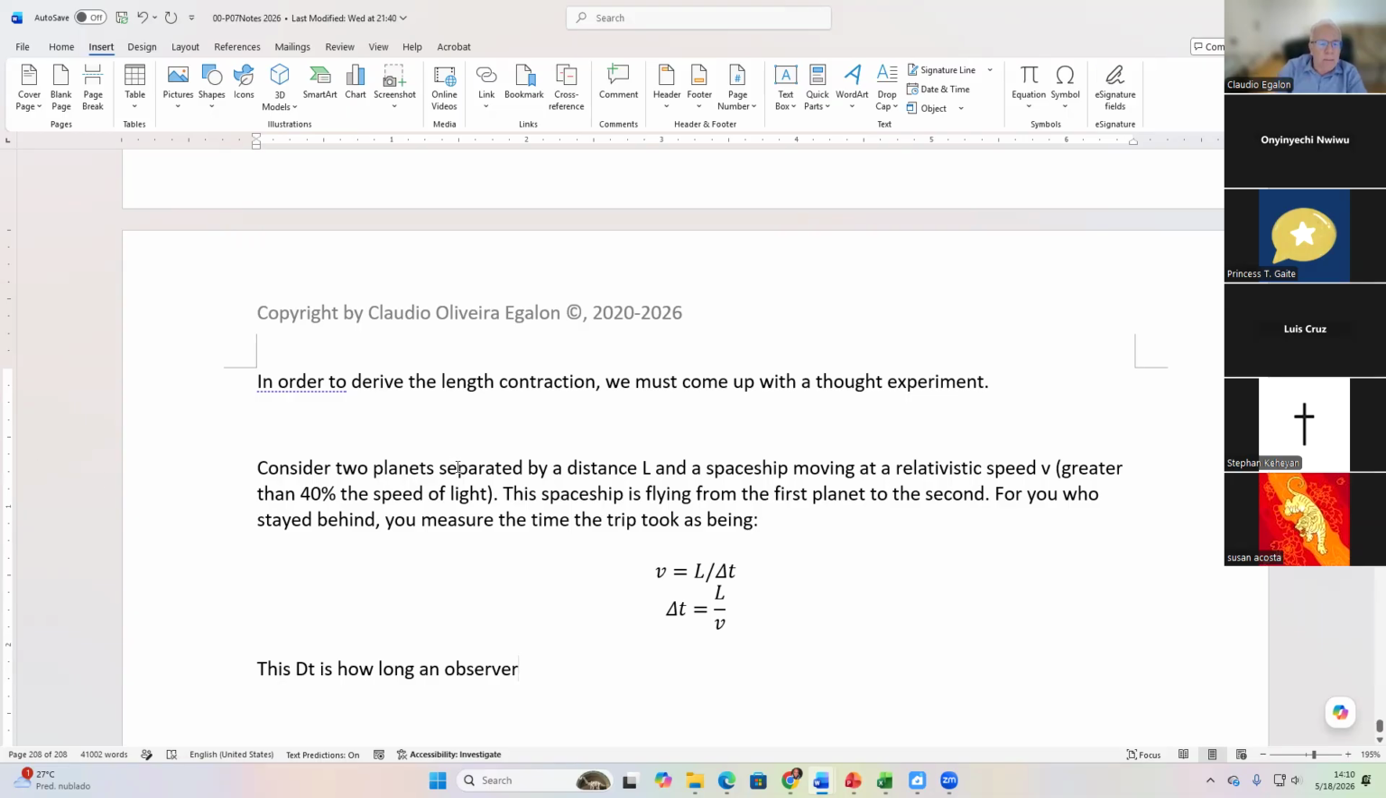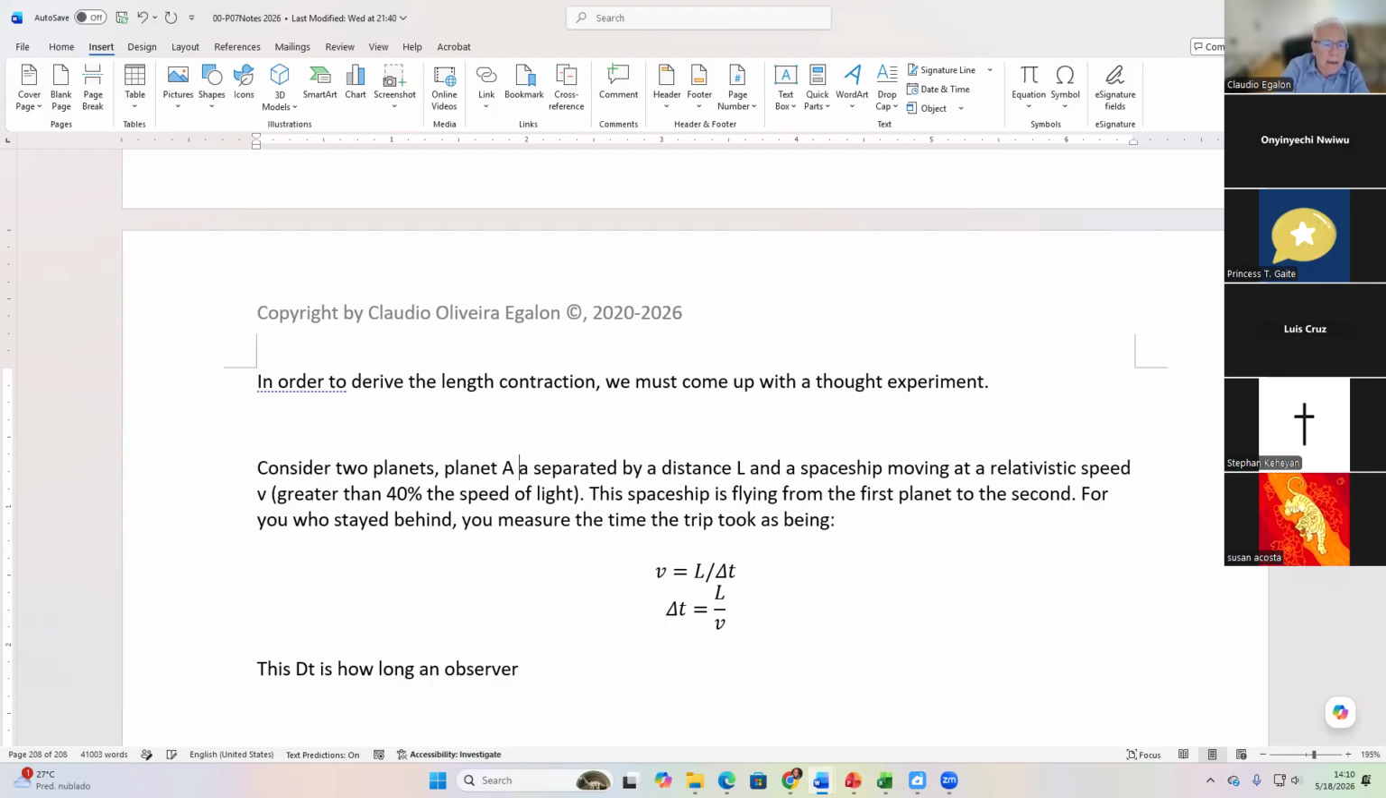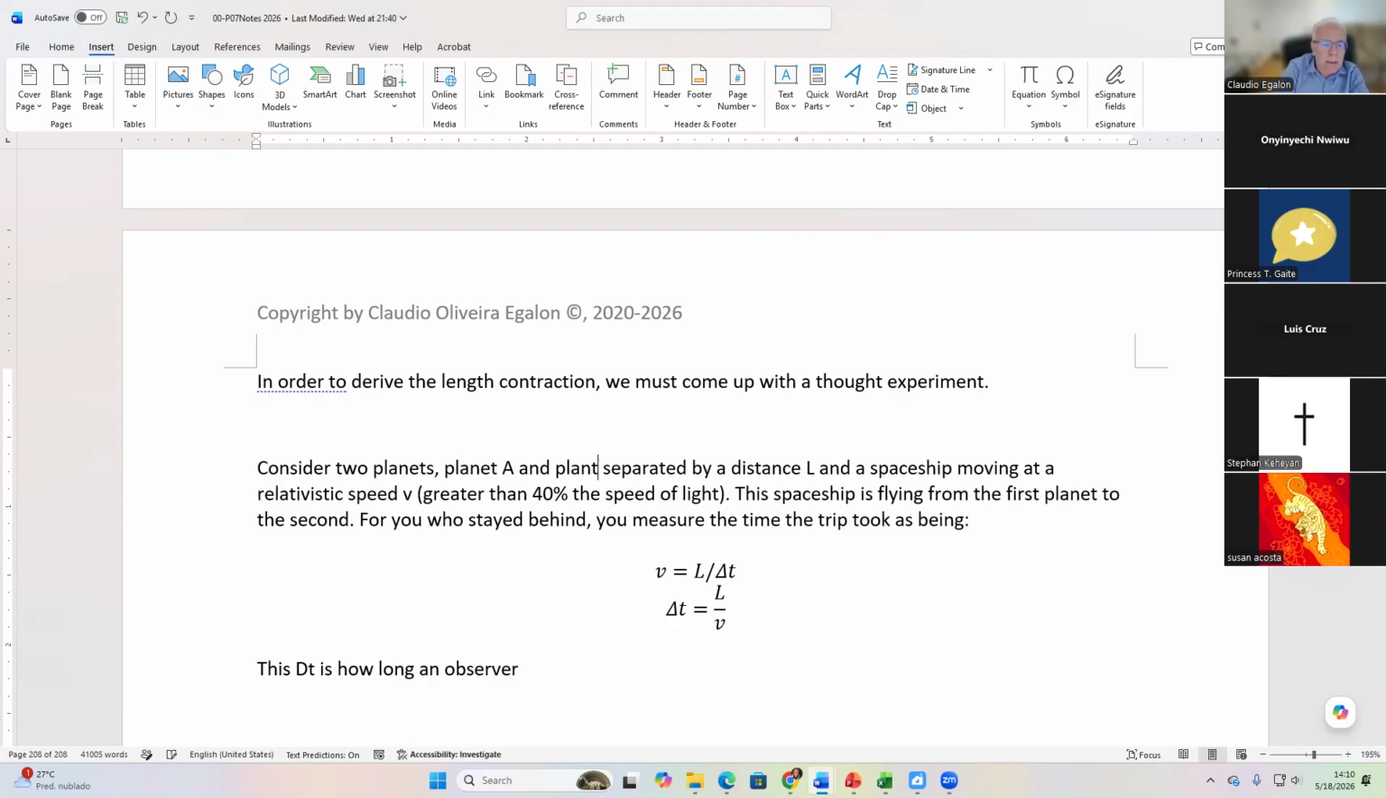Consider two planets. Let's see, planet A and planet B, separated by distance L, and a spaceship moving at relativistic speed. This spaceship is flying by planet A.